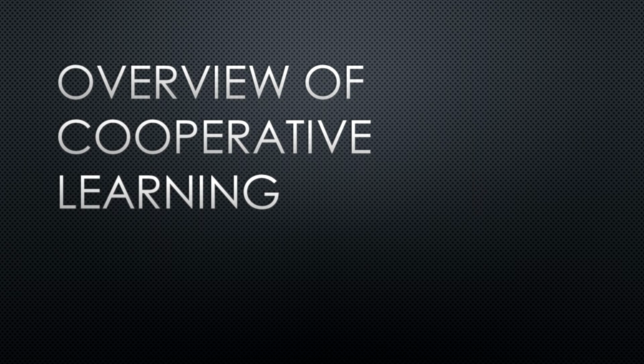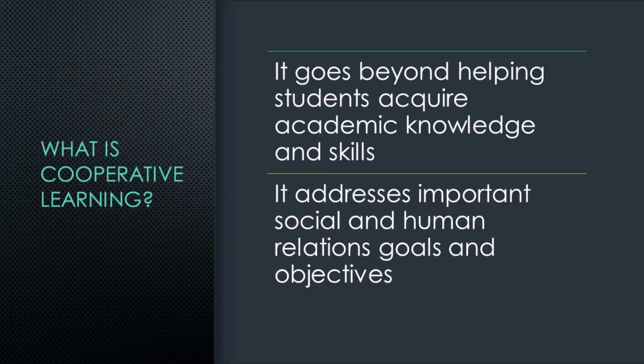Let's begin with an overview of cooperative learning. Cooperative learning goes beyond the academic learning in other chapters of this book by integrating important social and human relations goals and objectives into the lesson. This is important as our schools are becoming more diverse, not only regarding ethnicity, but also the dimensions of culture, national origin, ability, and more.